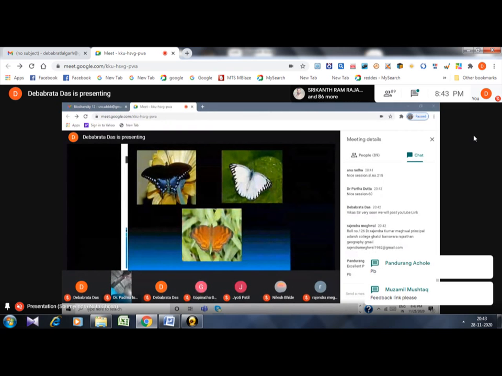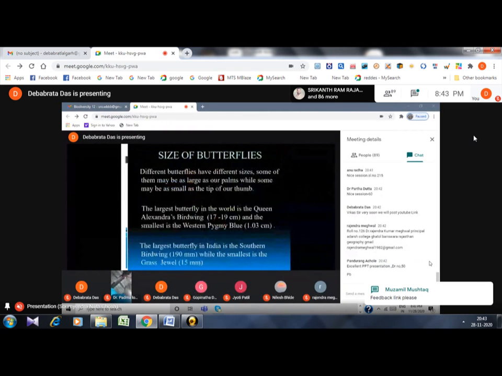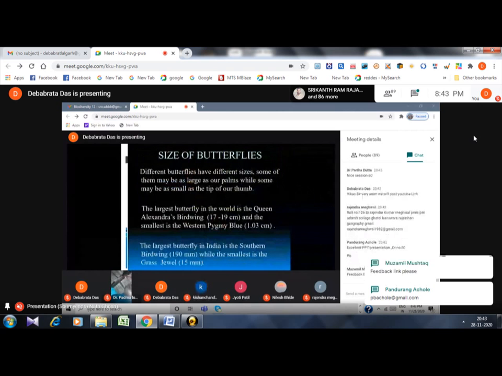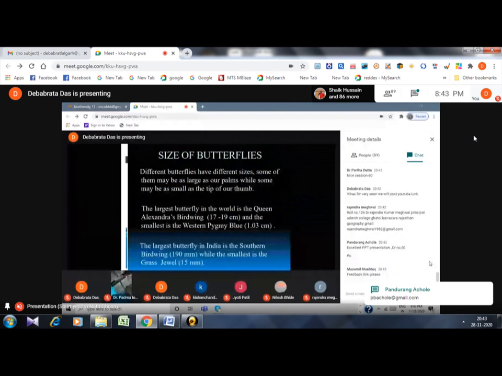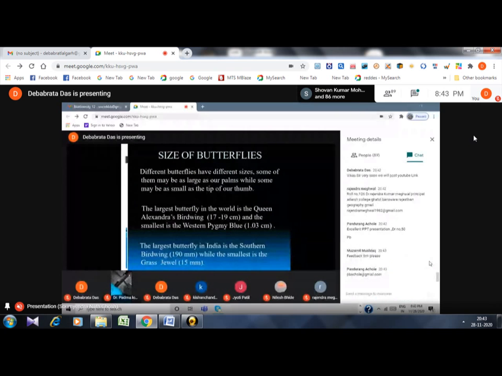Now we come to the size of butterflies. There are different shapes and sizes of butterflies. Some may be as large as our palms, while some may be as small as the tip of a thumb. Butterflies are very diverse in their shape. You can find butterflies big, small, middle, etc. Every size you can find.